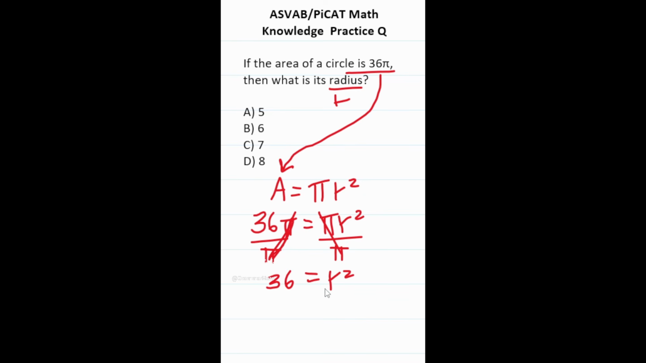How do we get rid of this square? We take the square root of both sides. These cancel each other out, leaving you with just r on this side. The square root of 36 is 6, so the answer to this one is B, 6.